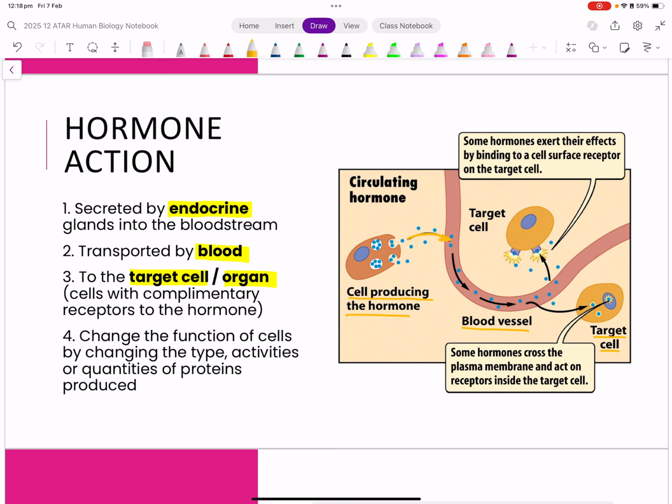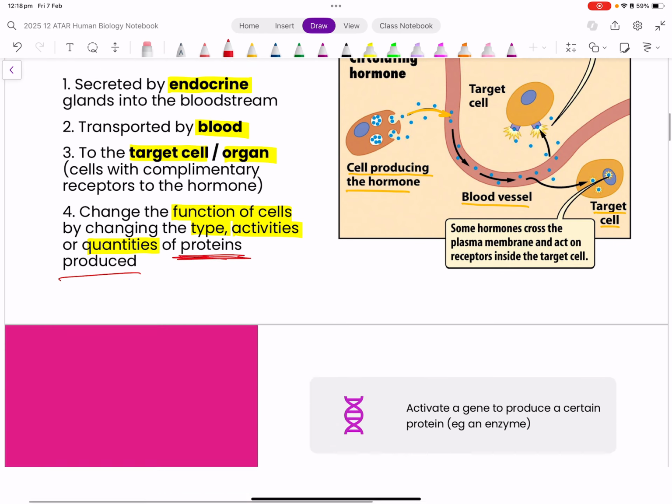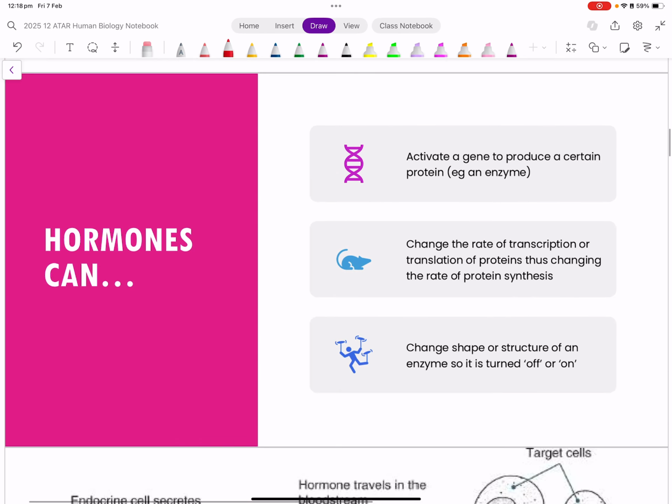Now why? Well, hormones are there to firstly change the function of cells, okay? And they can do this by changing the type, the activity, or the quantity of, and I'll underline this in red here, protein produced. So, what are some of the other things that hormones can do when they're changing these proteins and which ones are produced?